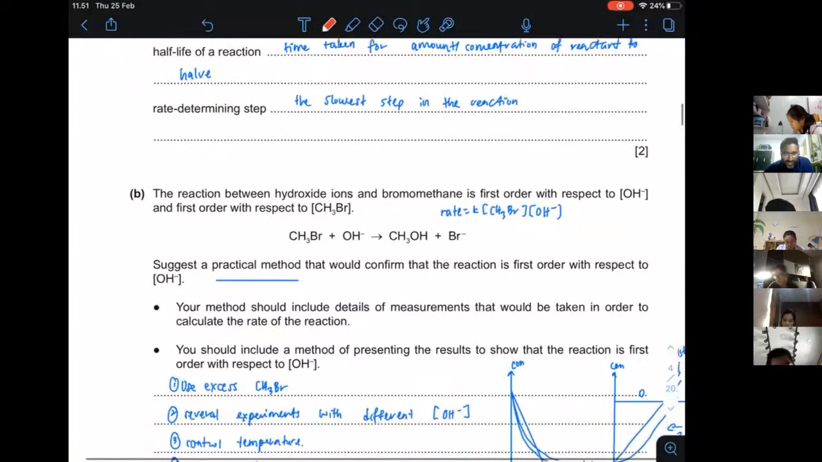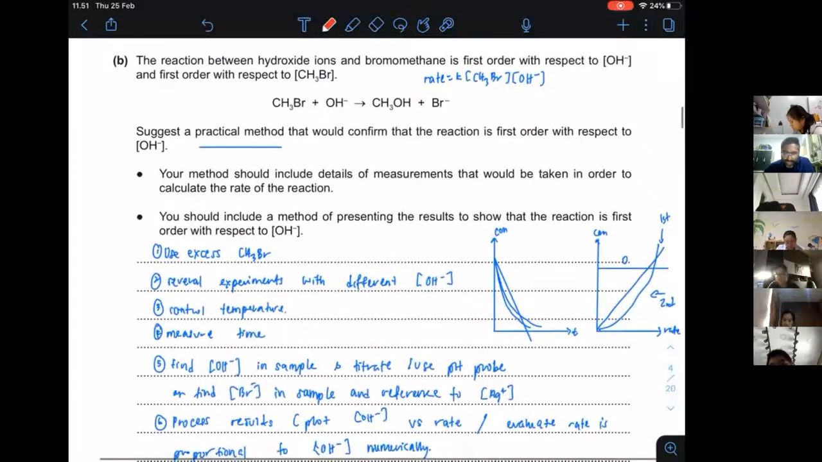Now, the reaction between hydroxide ion and bromomethane is first order with respect to OH minus, and first order with respect to this. Now we are going to ask you to suggest a practical method that will confirm the reaction is first order. This is very, very important.